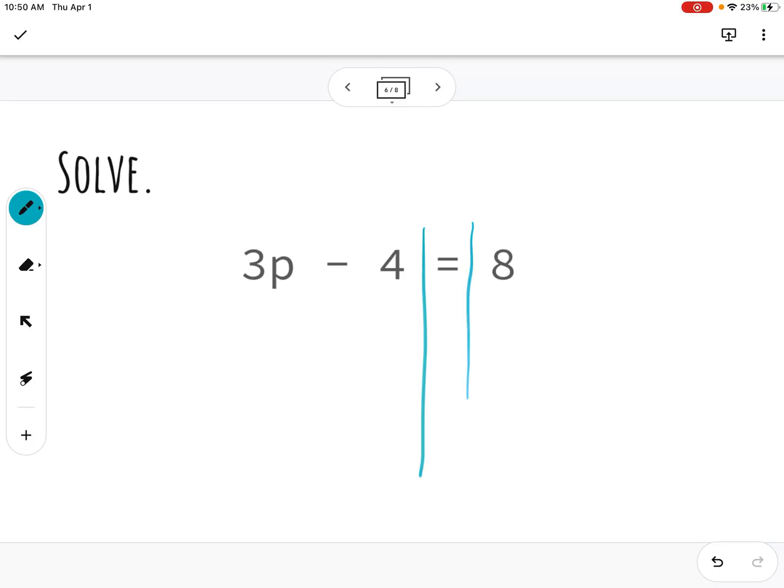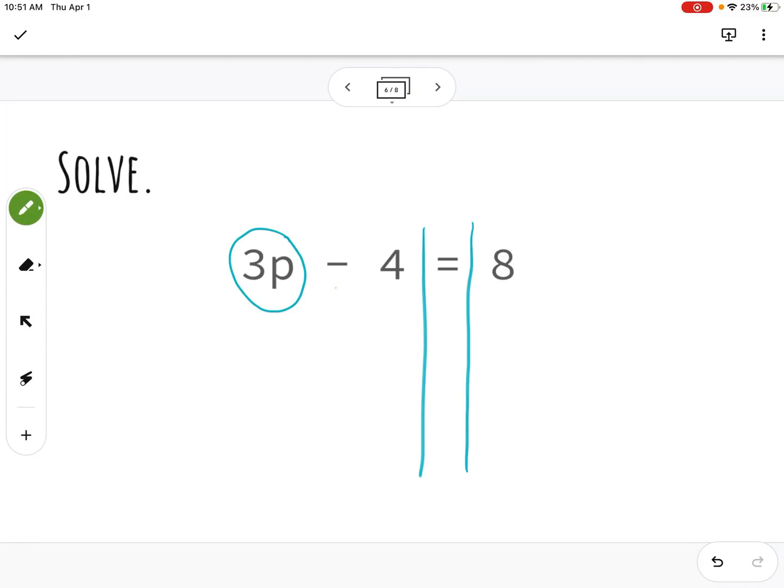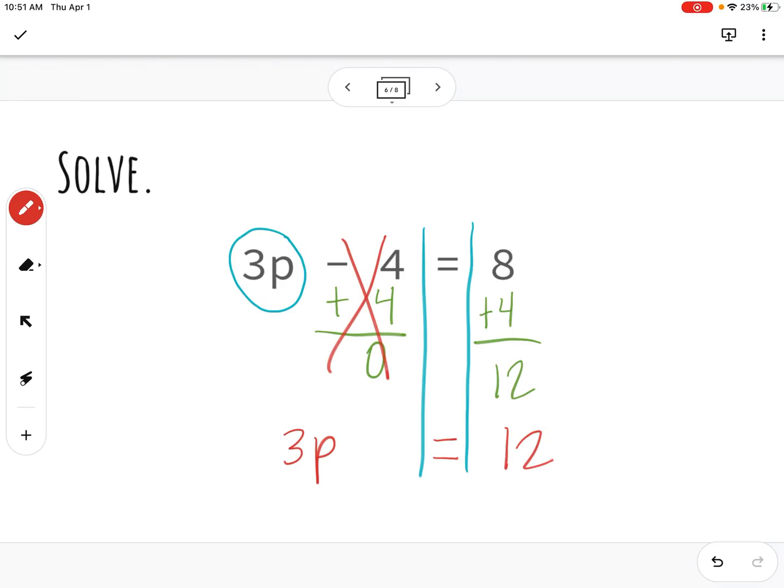Here's my equal sign. I'm looking on the left side and I notice I have a variable. I look on the right side and there's no variable. So all I'm gonna do is now have to move the numbers. Since I have a -4, I know that to get to 0, I'm gonna have to add. I do that to this side of the equal sign. I do it to the other. And I end up with 12. So I'm gonna go ahead and rewrite this. 3p, because I'm done with that over here, equals 12.